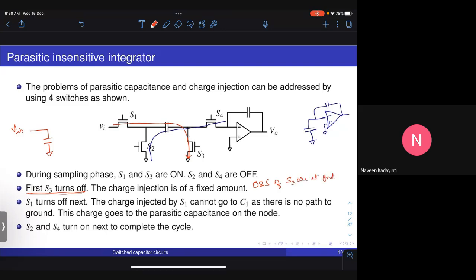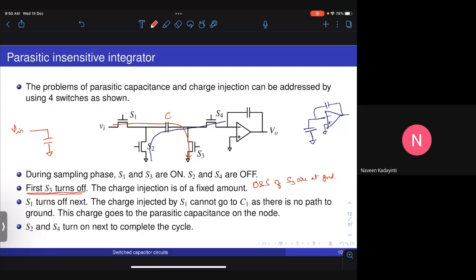Okay, when I say ground, it's basically the AC ground of this op-amp. So basically, it will be VDD by 2 or the reference voltage, whatever is being used. But basically, a fixed potential. So therefore, when S3 turns off, the charge injected by S3 onto the capacitor C is fixed. It doesn't depend on the input voltage. So basically, it just produces an offset error. Okay, that also is minimized to some extent.